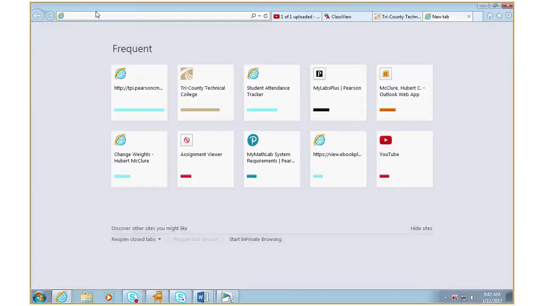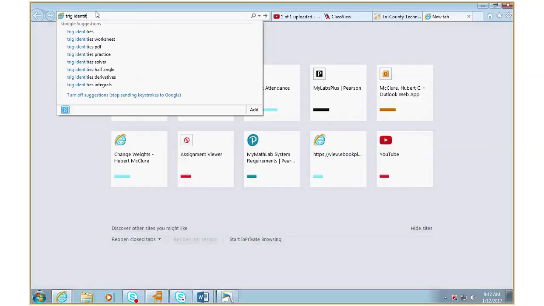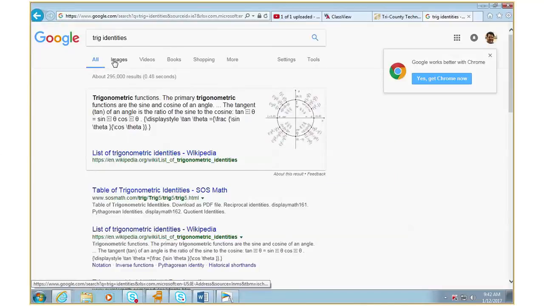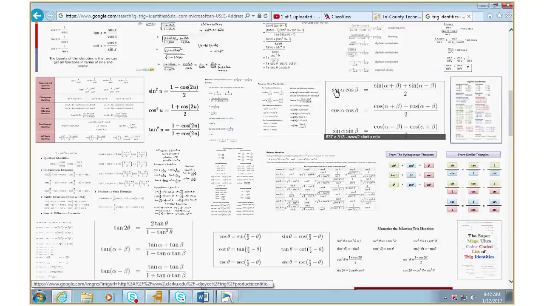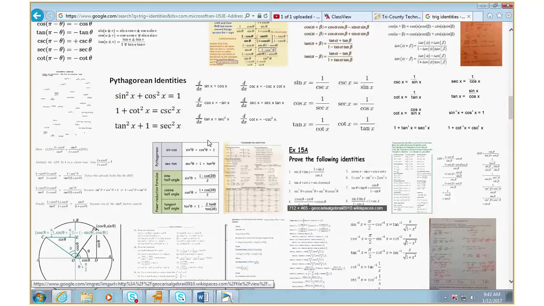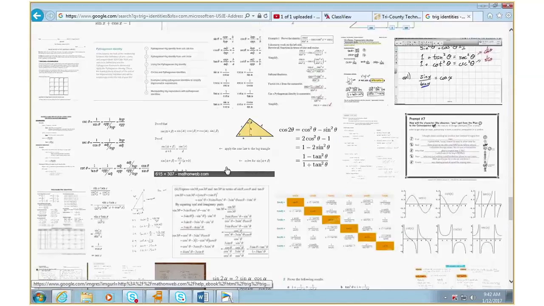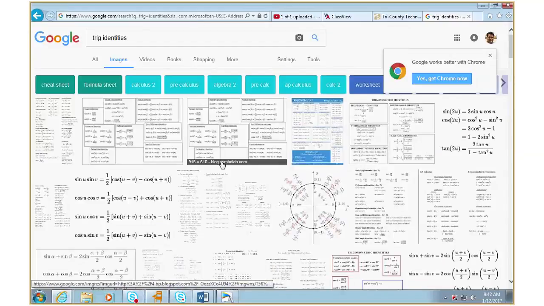And just type in trig identities, images, and there's a green one that I usually use, but it's not there, so it disappeared. Well, there's plenty that you can print out. There was a green one that I always used, but it didn't pop up this time.